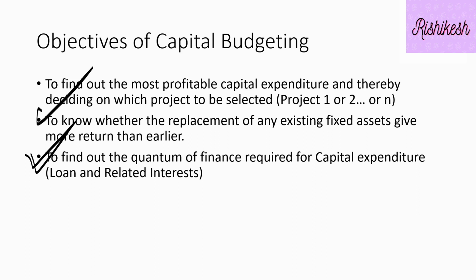Since you have to invest in the projects, you have decided the amount of funds that you have to invest. And since you know the amount of fund that is needed, you will decide the right finance required for that capital expenditure. Right finance means the right loan and the interest rates. Which bank to go to, what kind of loan I should take, for what period I should take a loan. All these factors will be decided on the basis of the quantum of capital expenditure that you have. So again, this becomes one of the objectives of capital budgeting.